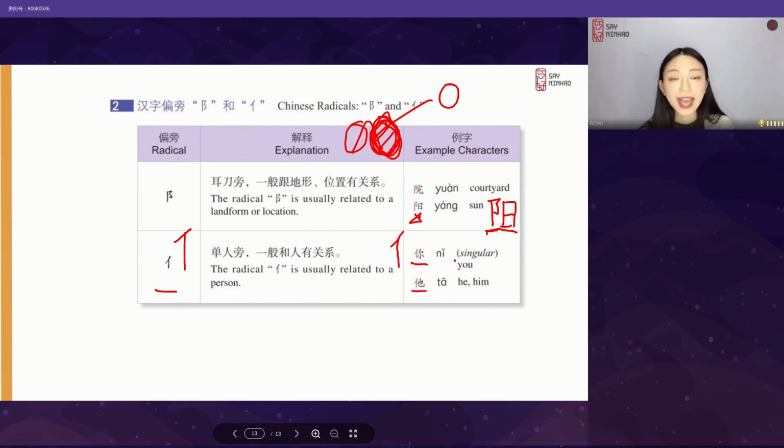Next one, 他, he, him. The left part of it is still the radical 人, 单人旁. 他 is still about a person, right? So these two are the radical 耳刀 and the radical 单人旁.